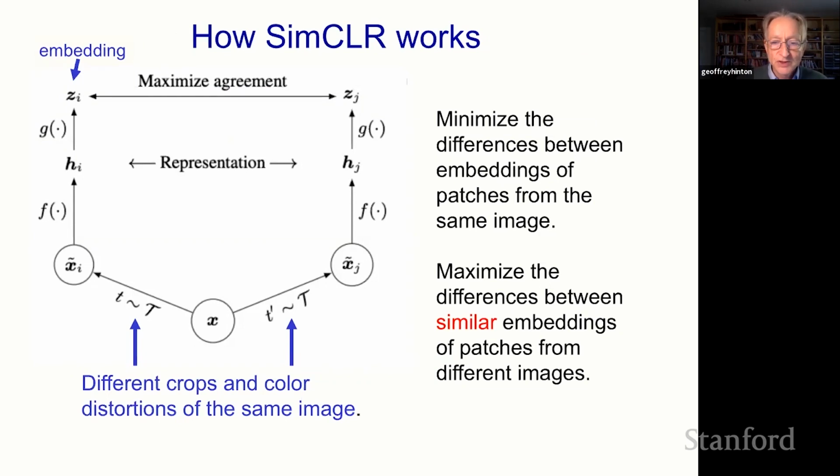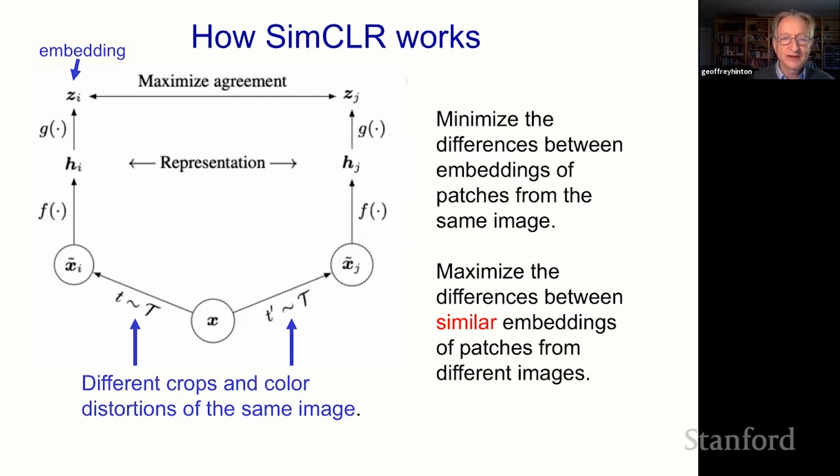You then put those through the same neural network, F, and you get a representation H. And then you take the representation H and you put it through another neural network, which compresses it a bit. It goes to lower dimensionality. That's an extra complexity I'm not going to explain, but it makes it work a bit better. You can do it without doing that. And you get two embeddings, Zi and Zj. And your aim is to maximize the agreement between those vectors.